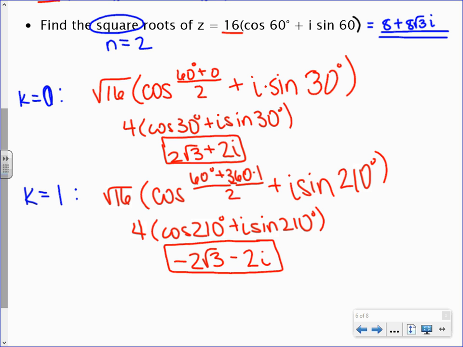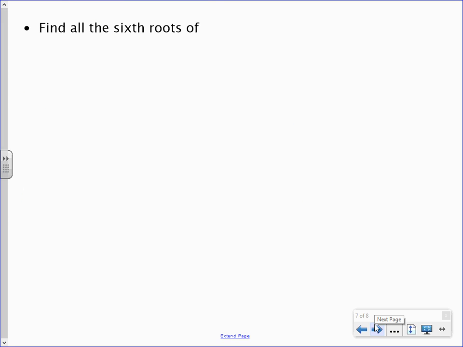Okay. Now, how far apart were these angles right here? 180. Okay. We're going to find all the sixth roots of mystery number 1. And we have 10 minutes left. I'm not sure if we'll get to all 6 of them.